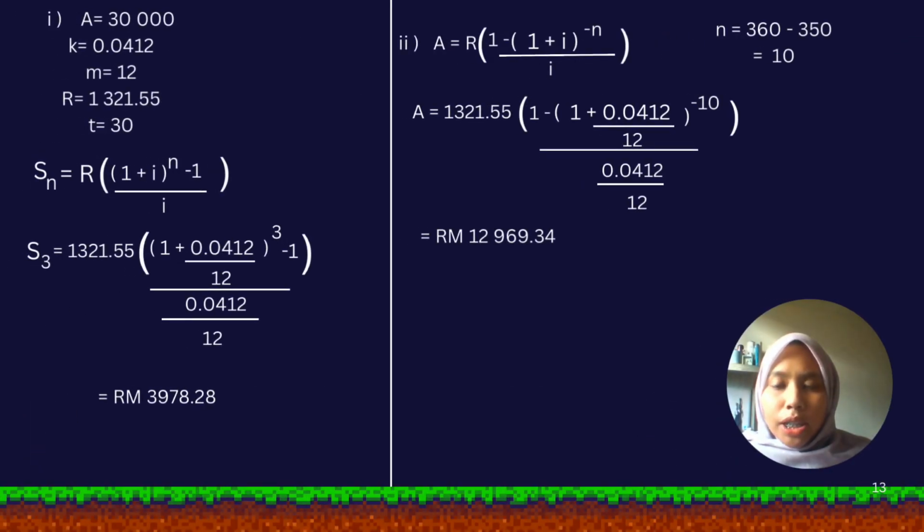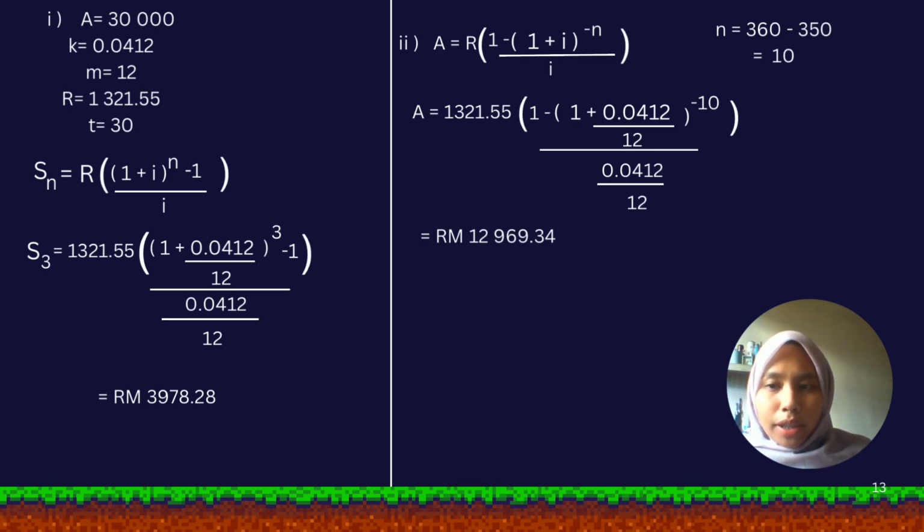I will explain the solution of question (i). Firstly, we will write all the information. Next, we will use the formula S_n equal to R[(1 + i)^n - 1] divided by i. After that, we will write the values into the formula, and we will get the answer S_n equal to 3,978.28.